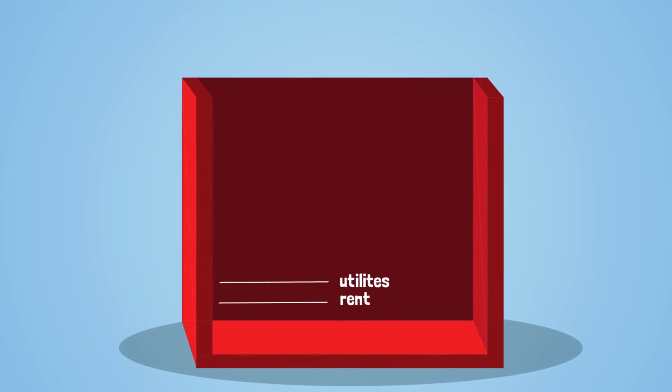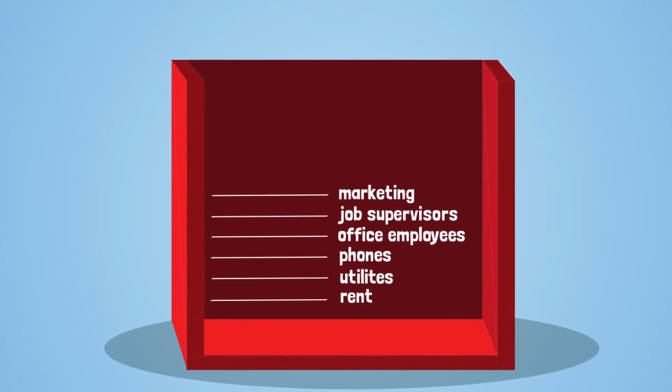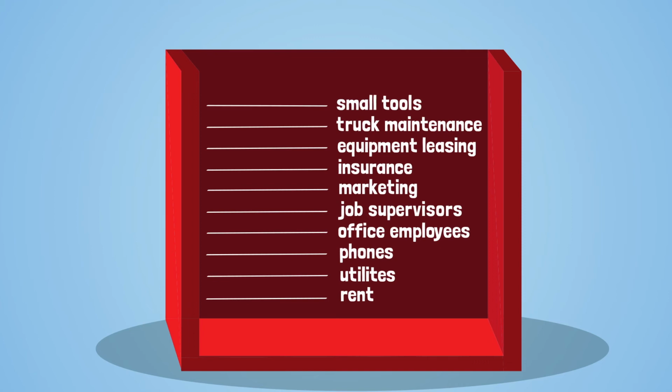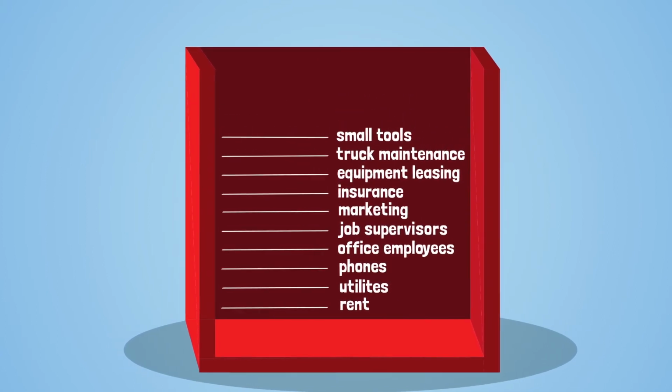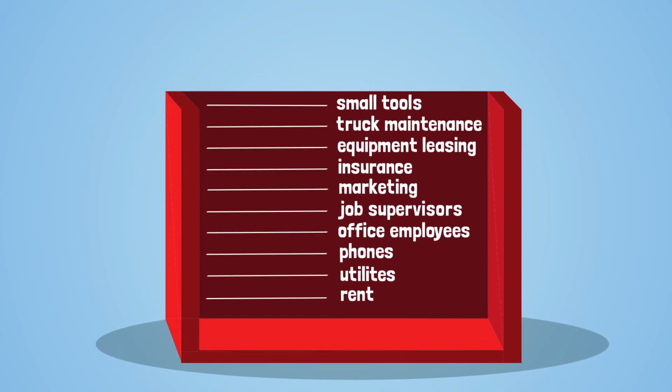The overhead bin consists of rent, utilities, phones, office employees, job supervisors, marketing, insurance, equipment leasing, truck maintenance, small tools, or any monthly or weekly expense that the company is committed to. Anything that is not a direct expense to the job would be considered overhead and increases the size of this bin. It's vital that you know what your overhead consists of because you'll need enough gross profit to put into this bin each week to pay your overhead bills.